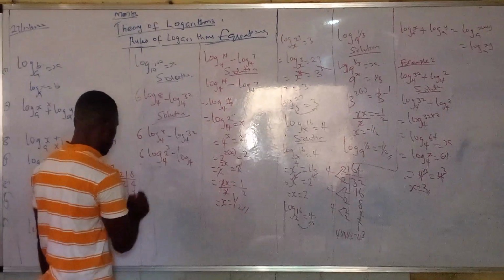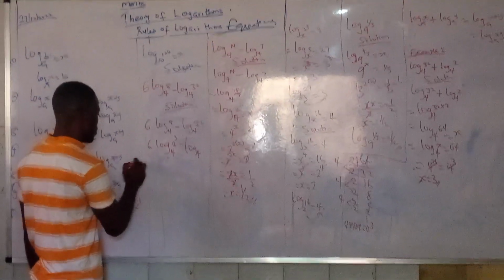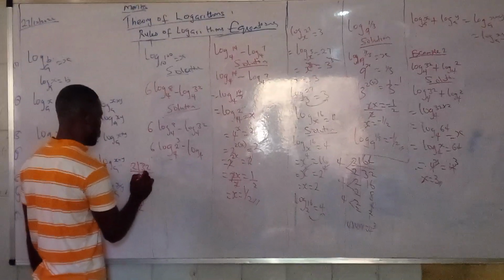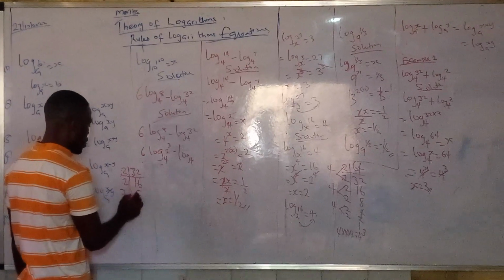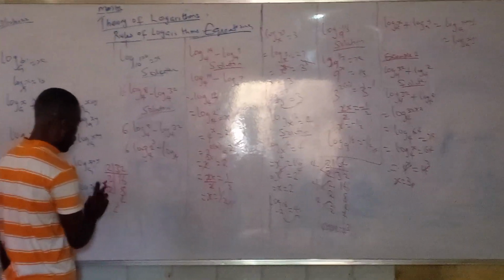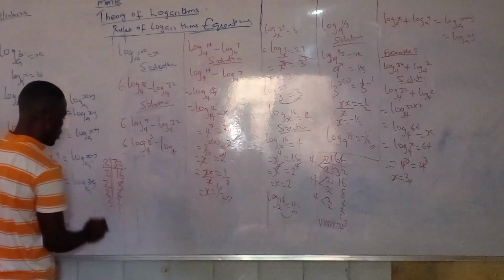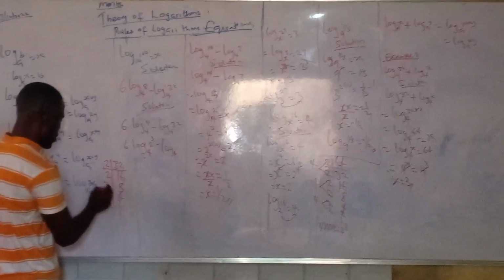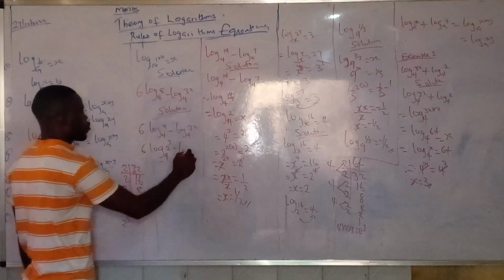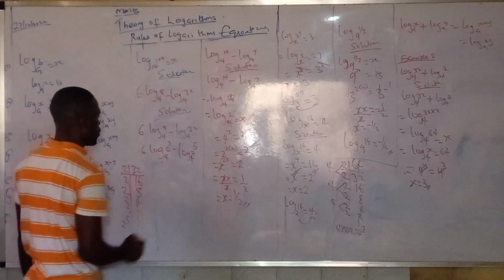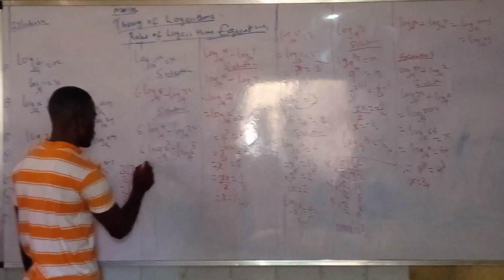You have 32, so you factorize the same way with 32. 2 in 32 will give you 16, 2 in 16 will give you 8, 2 in 8 will give you 4, 2 in 4 will give you 2, 2 in 2 will give you 1. This is how many? 1, 2, 3, 4, 5. This will give you 2 to the power of 5. So when you have an equation like this, you can now say 6.